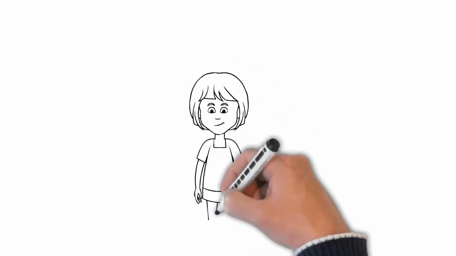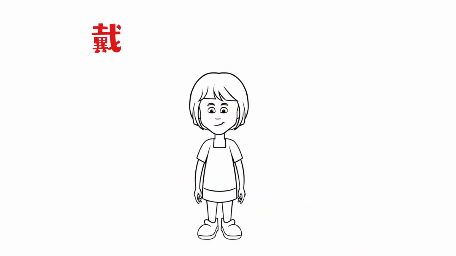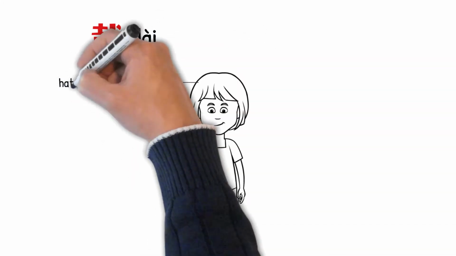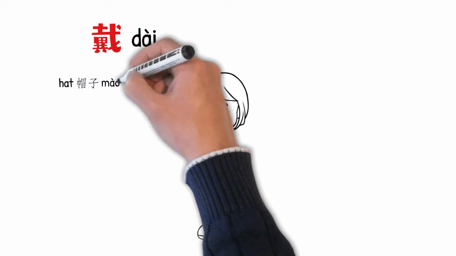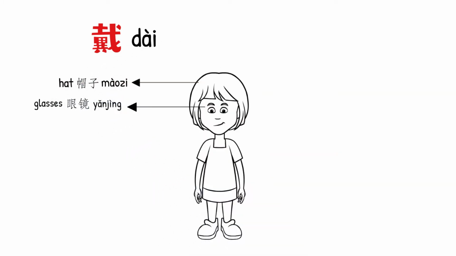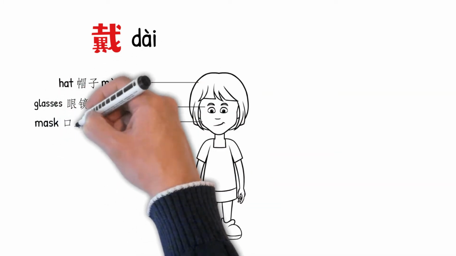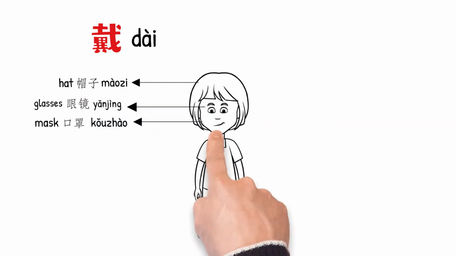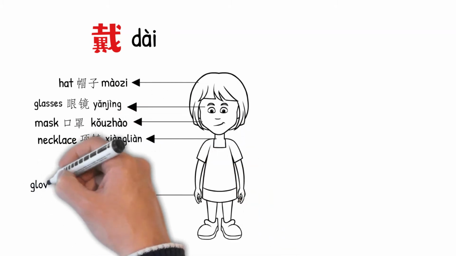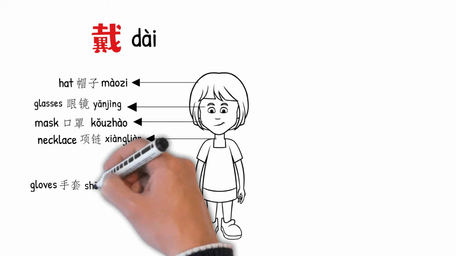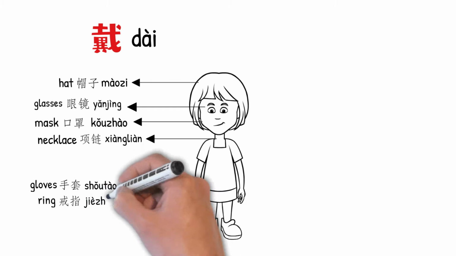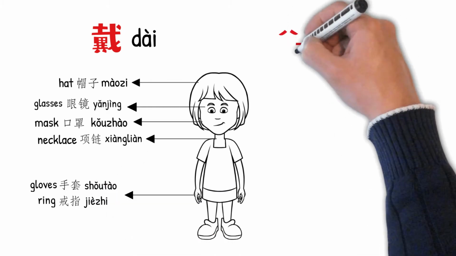The first of two Chinese verbs is 戴 (dai). The articles matching 戴 include hat, 帽子, glasses, 眼镜, mask, 口罩, necklace, 项链, gloves, 手套, ring, 戒指.